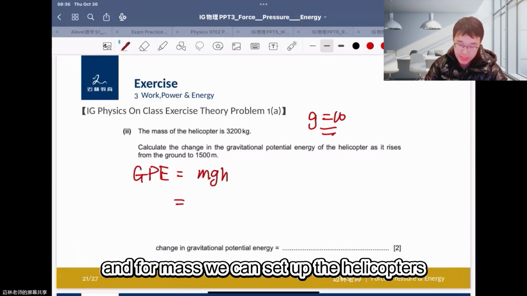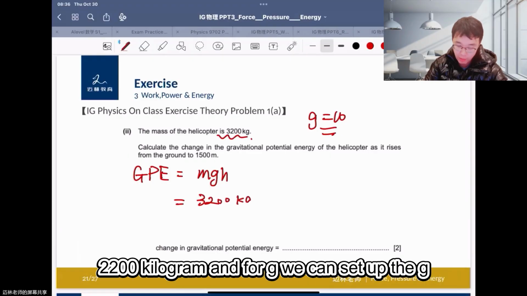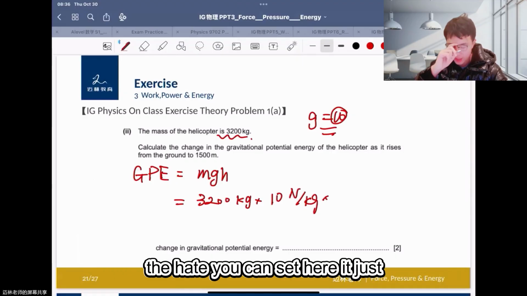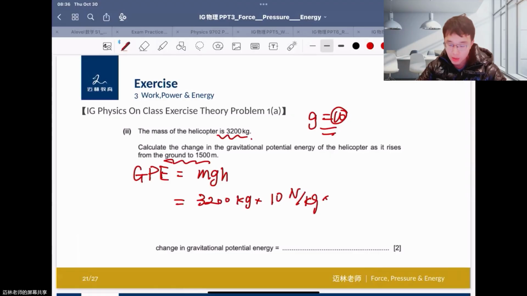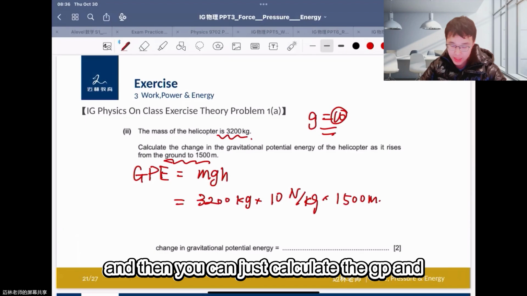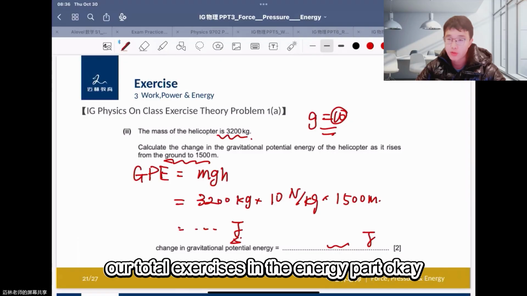And for mass, we can say that the helicopter's mass is 3,200 kilograms. And for g, we can say that g here is 10 newtons per kilogram. And for the height, you can set that it just rises from the ground to 1,500 meters, okay, like this. And then you can just calculate the GPE, and remember that the unit is joule, okay? So that is for our total exercises in the energy part, okay?